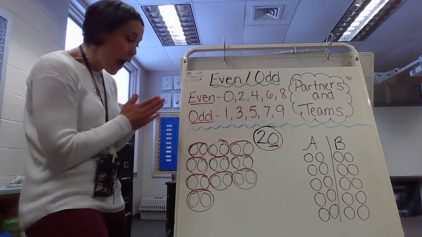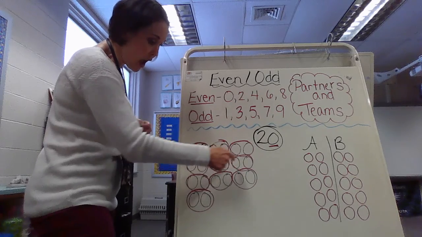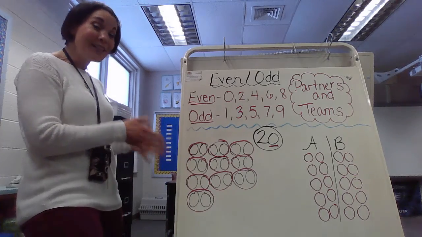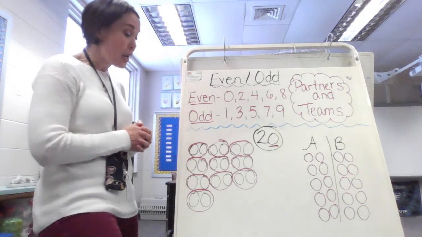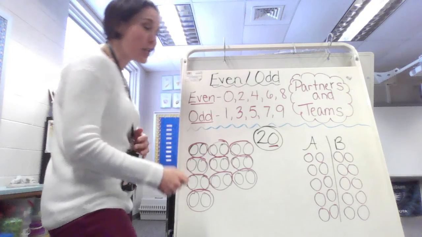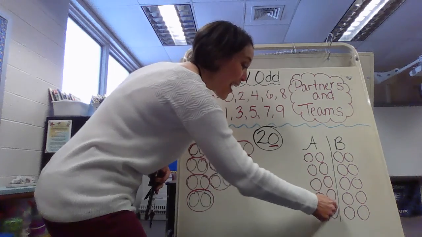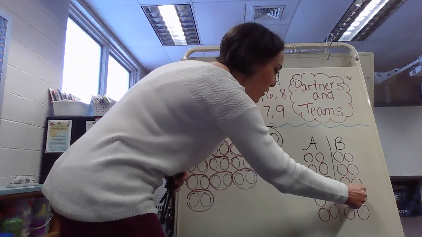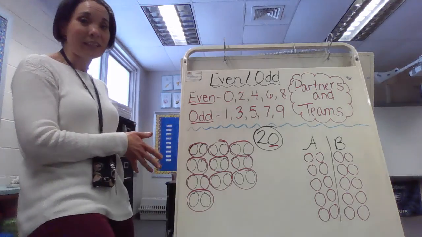So let's go ahead. Let's count our partners. We have 1, 2, 3, 4, 5, 6, 7, 8, 9, 10 groups. 10 groups of partners to make that 20. Let's check how many are going to be on each team. So if we have 10 groups of partners, we should be making sure that we're going to have 10 on each team here. 1, 2, 3, 4, 5, 6, 7, 8, 9, 10. There it is. 1, 2, 3, 4, 5, 6, 7, 8, 9, 10. There it is. It worked out perfectly.